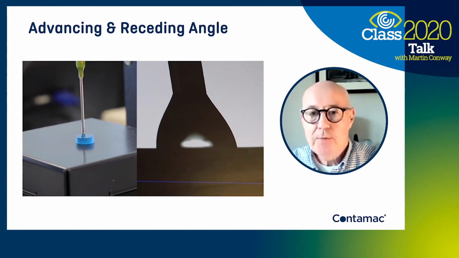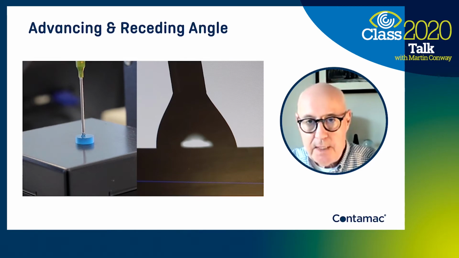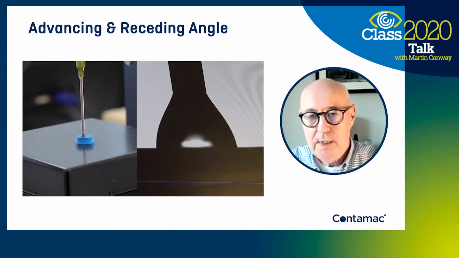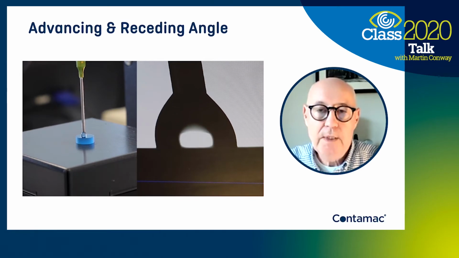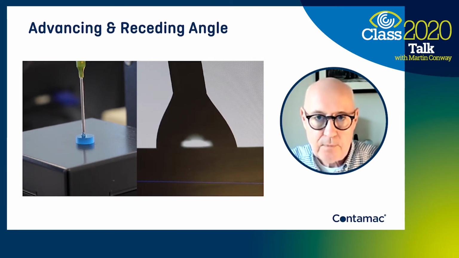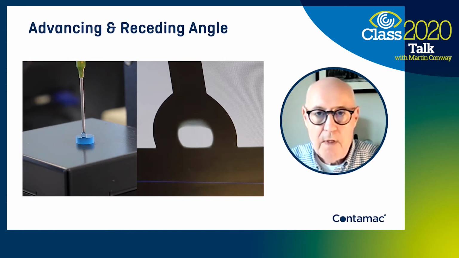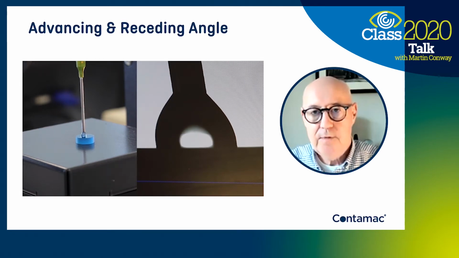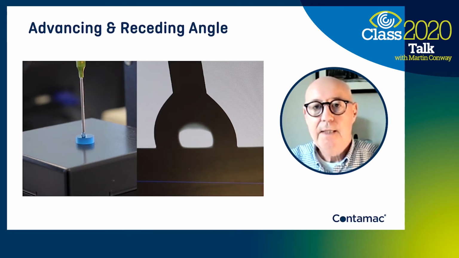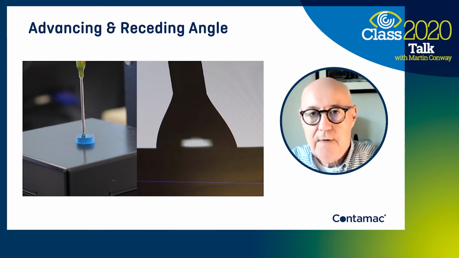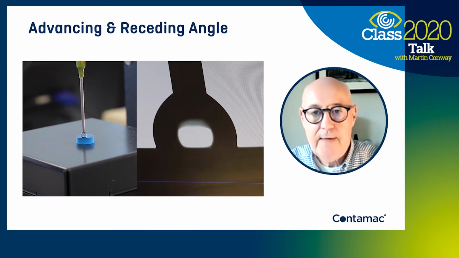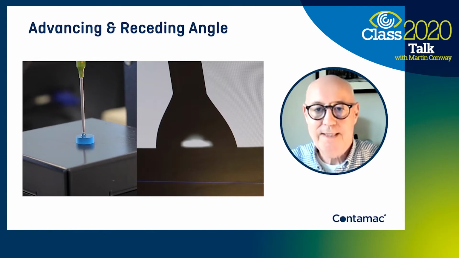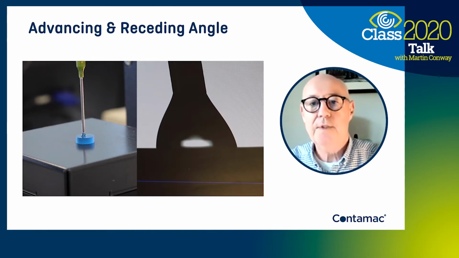Now, there are two measurements we make for the sessile drop technique. One is called the advancing angle and one is the receding angle, and we'll see that in use now. The advancing angle is measured as the droplet is being introduced to the lens and expanded over the surface of the lens. And that really gives us an idea of how that material will behave as the lid passes over it to establish a tear film on the surface of the lens.